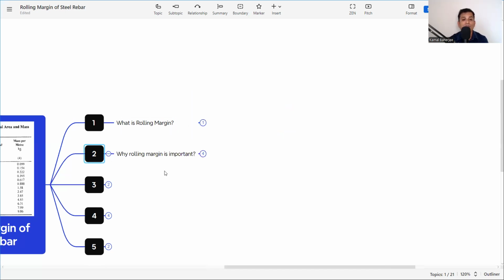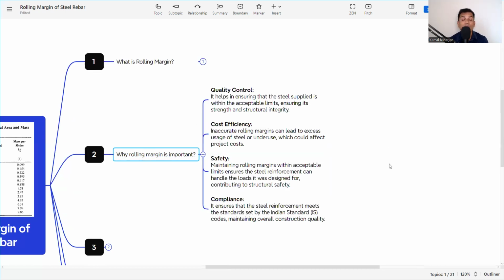Now, why is rolling margin important? Why should we perform the rolling margin test? First is quality control. It helps in ensuring that the steel supplied is within the acceptable limit, ensuring strength and structural integrity. As already discussed, the design weight and the actual weight should not deviate beyond the limit specified in the IS code. I'll discuss later what the specified limit is that we need to verify in order to get a quality product, with strength and structural integrity of the project.